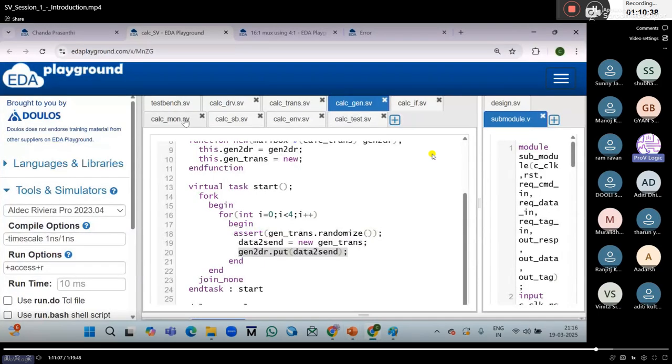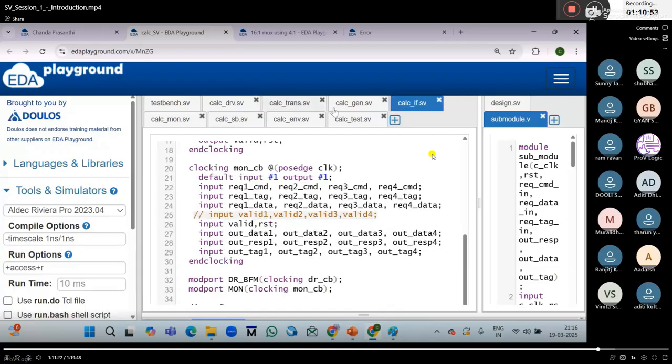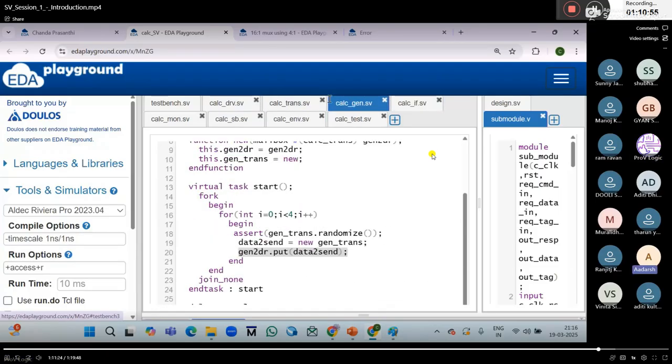Go to driver.sv. Here we created the class driver, and a virtual interface. Yes, ma'am, I had a doubt in the task. Why did we declare it as a virtual task? Where? Yes, ma'am, this one.